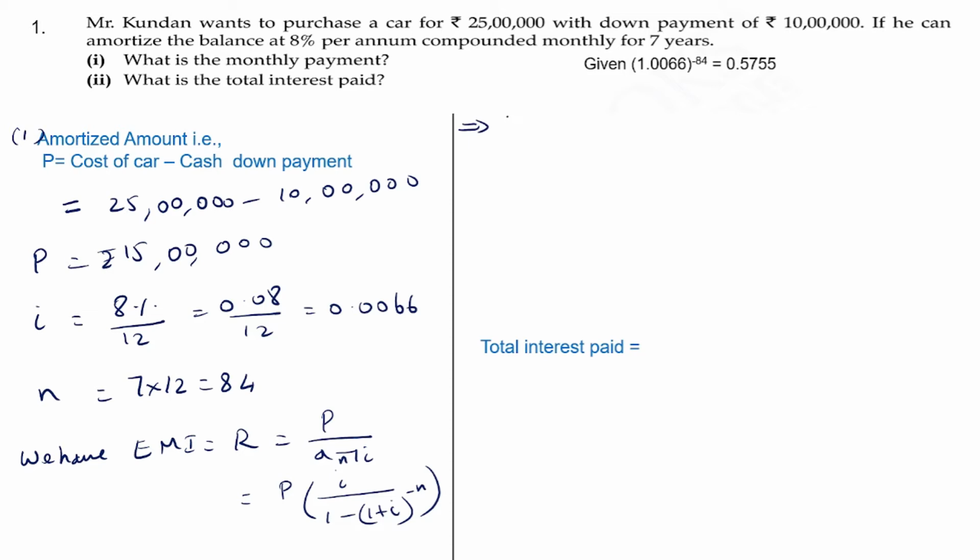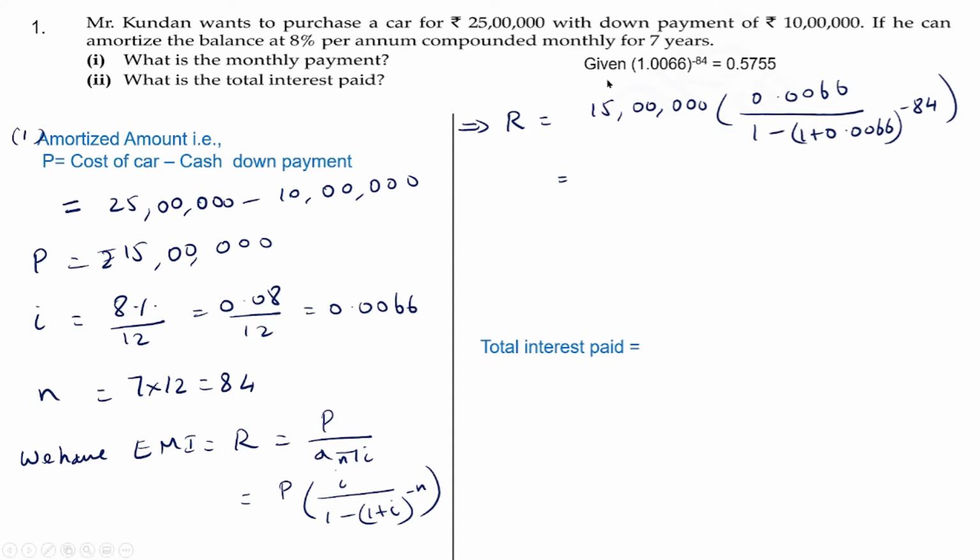So this implies R is equal to P is 15 lakhs, I is 0.0066 upon 1 minus 1 plus 0.0066 the whole raised to minus N. N is 84. So this is equal to, here 15 lakhs into 0.0066, it is 9,900 upon 1 minus this 1.0066 the whole raised to minus 84, it is given as 0.5755.